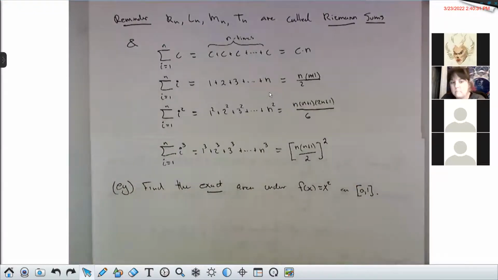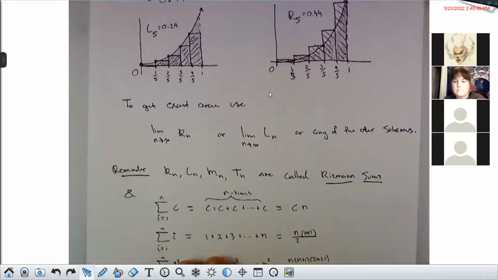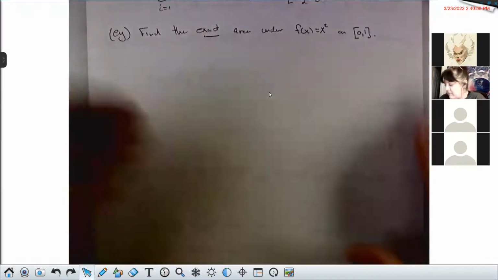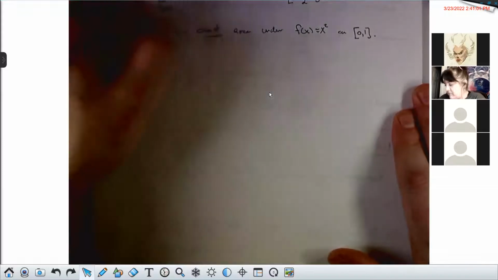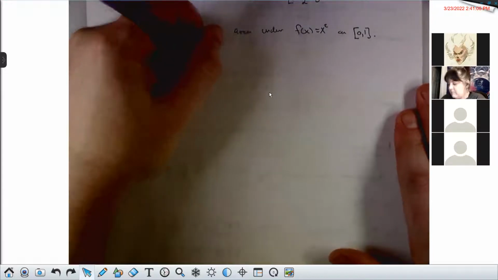So we arrive at the point that I promised we would do last time, and that is finding the exact area under the parabola x squared from 0 to 1. We know that that answer should live between 0.24 and 0.44 from our approximate calculations. And we know that to get the exact area, what we need to do is find the limit as n goes to infinity of Rn.